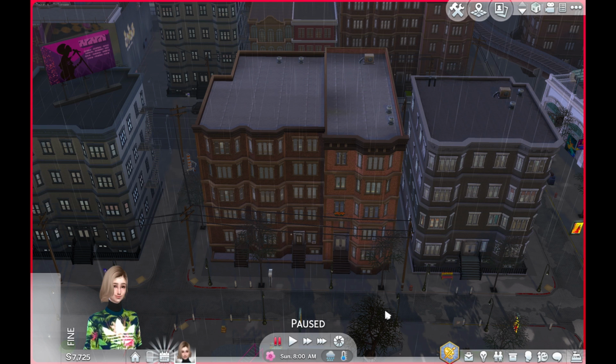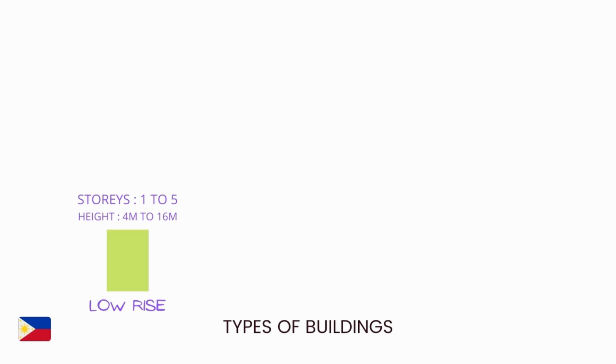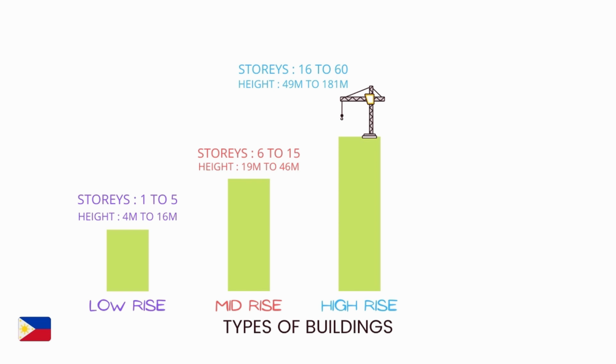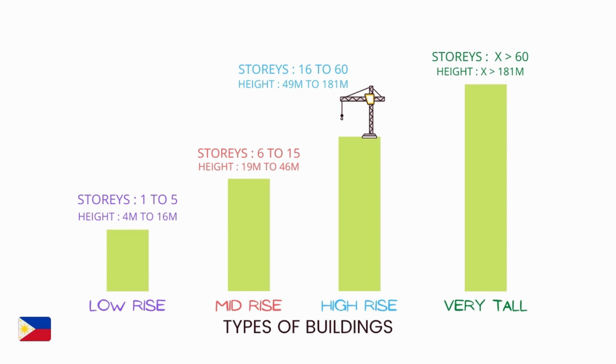Here you can see my Sims live in an apartment, which is considered to be a low-rise, since a low-rise should have at most 5 stories, while a mid-rise should have 6 to 15 stories. For high-rise, 16 to 60 stories, and greater than that is considered a very tall building.